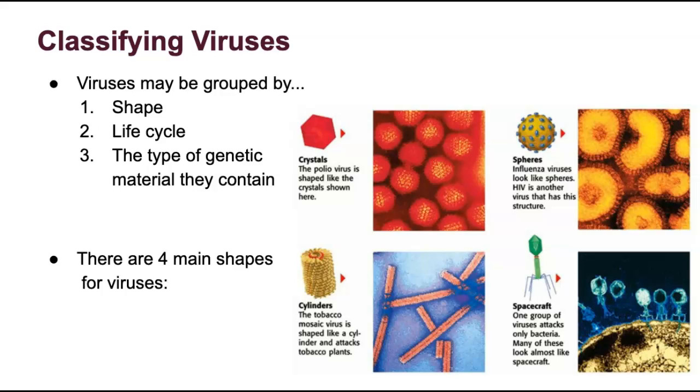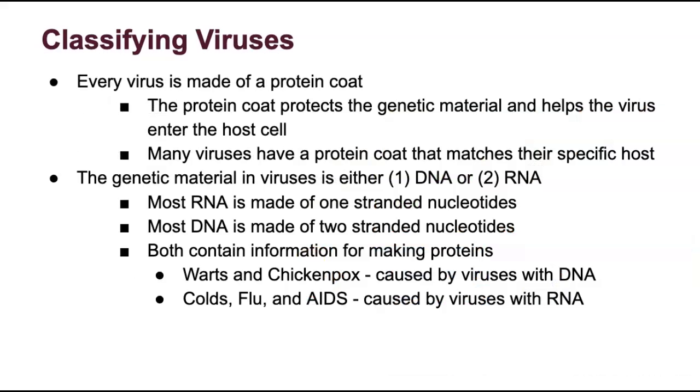In addition to being grouped by shape, some viruses are also grouped by life cycles. They're also, if we understand them well enough, sometimes grouped by the type of genetic material that is inside of them, so the type of directions that they have. Every virus is made of a protein coat. So you and I wear coats to protect against cold in the winter. Viruses have coats that protect them inside the conditions of their host. This protein coat is really there to protect the coding, the genetic material that tells the virus what to do once it gets into a host cell.